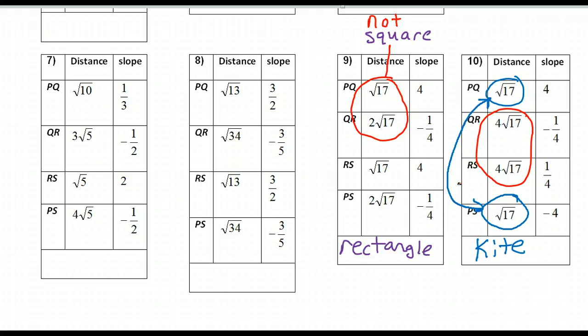Okay. So that's another pair of consecutive sides that are the same. So we do have two pairs of consecutive sides that are congruent. So it makes sense that this is a kite. And that's it. That's the quiz.